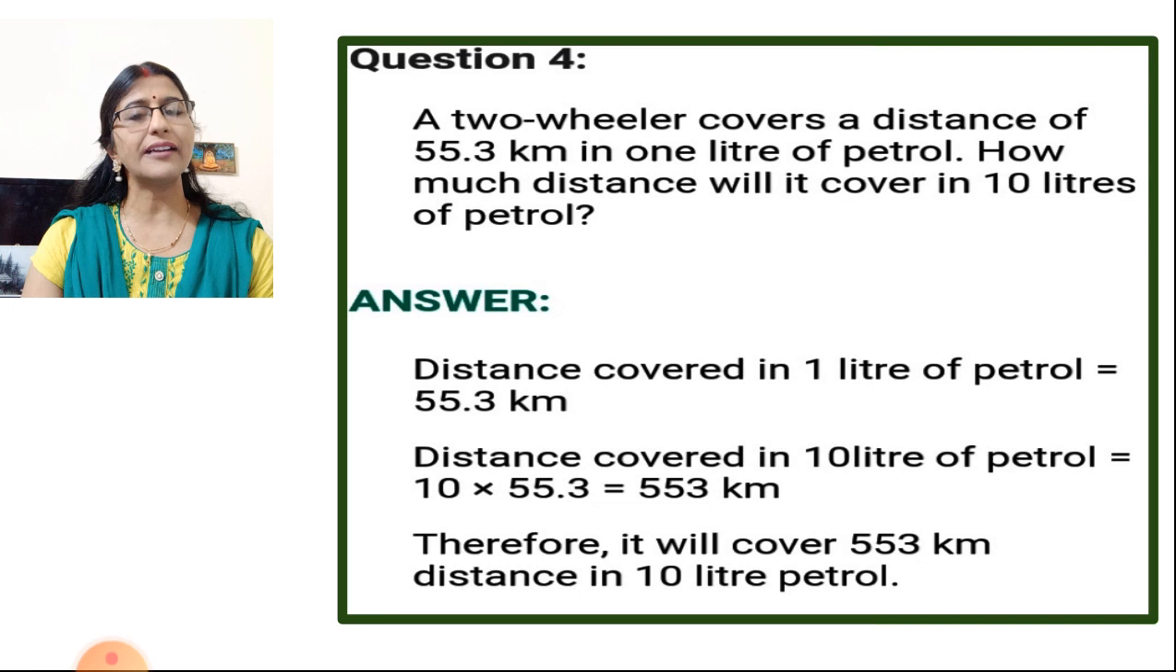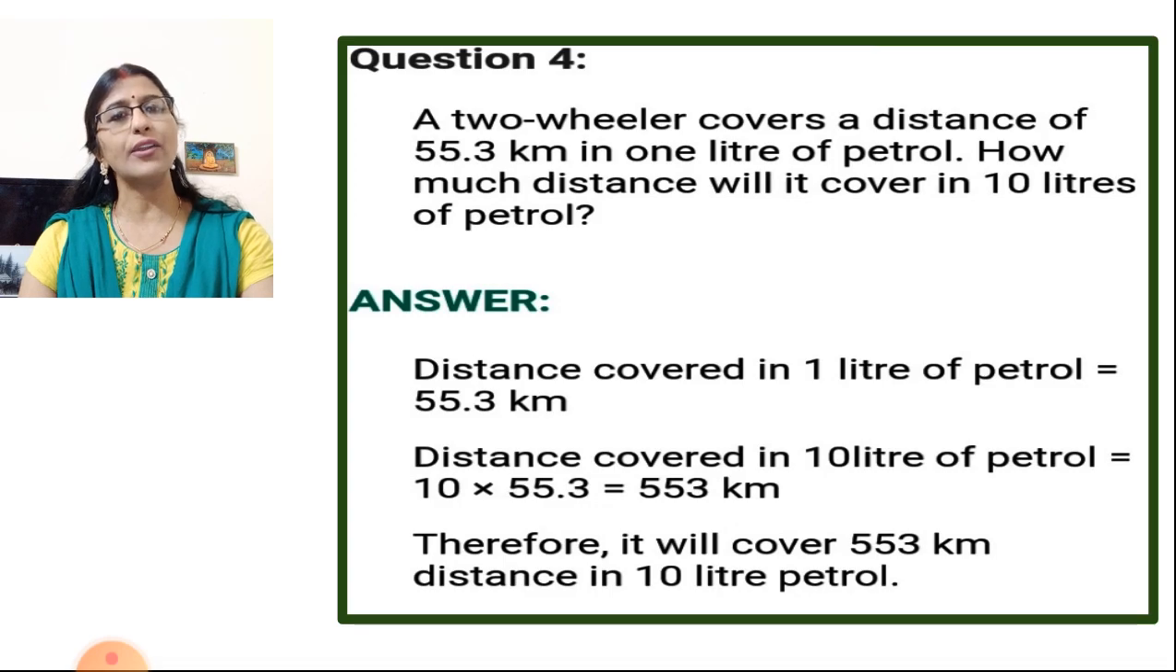Just now we have learned that when we multiply by 10, the decimal point will be shifted to the right, and when we divide, the decimal point shifts to the left. So here it will be shifted to the right by how many places? By one place. So you will get 553 kilometer.